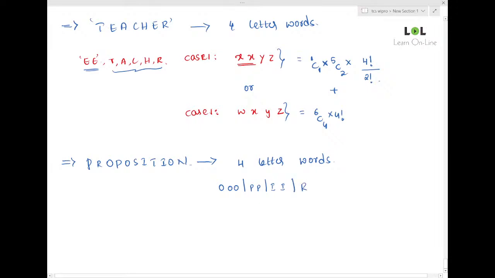And then singles. Which are those? R, S, T. That's it. Check out. Count how many totally. Am I right? 11 must be there. 7 plus 4. Perfect.